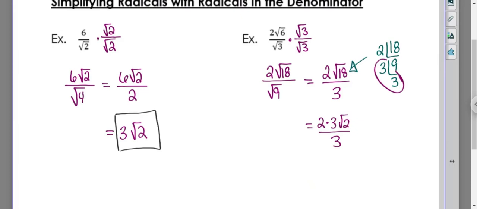What's going to happen now? Two times 3 is 6. 6 over 3 becomes 2. So several things you have going on to simplify it at the end. Okay. So let's take a look at the next row there.